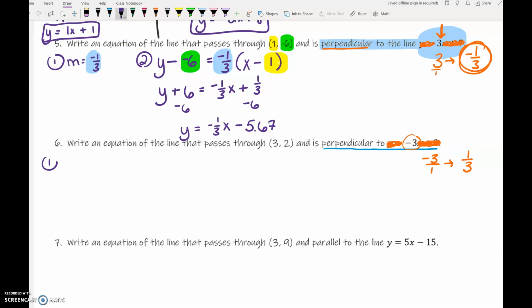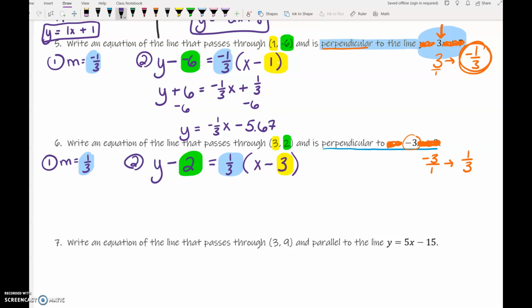Okay, so step 1's done. We know that our slope is going to be positive 1/3. I want you to do step 2 on your own. Pause the video. Y minus 2 equals 1/3 times x minus 3. This one actually is nicer when we do have to distribute. So step 3, we would distribute the 1/3. We'd have 1/3 x. 1/3 times negative 3 is negative 1. Then we'd add 2 on both sides to get our final answer, y equals 1/3 x plus 1.